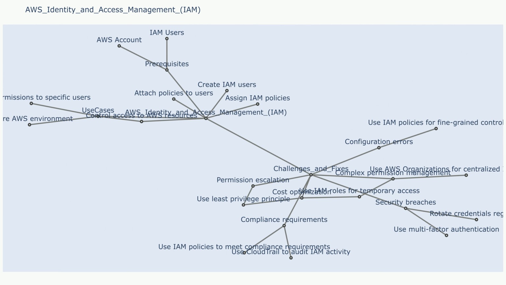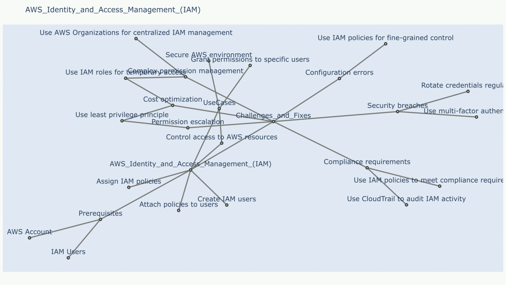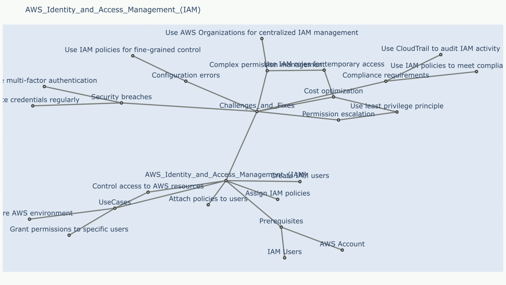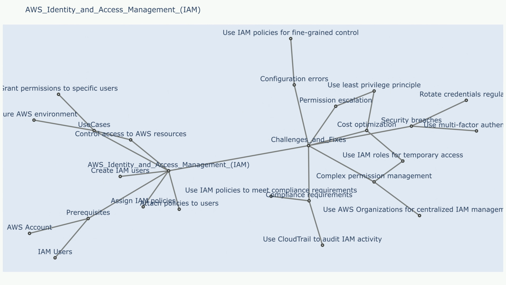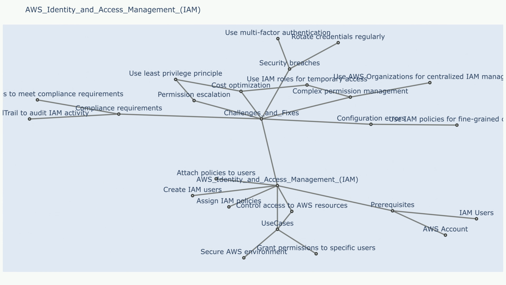Steps: create IAM users. Create IAM users to represent individuals who need access to AWS resources. Assign IAM policies. Define IAM policies that specify the permissions allowed for different users or groups. Attach policies to users. Attach the created IAM policies to specific users or groups to grant them access to the defined resources.